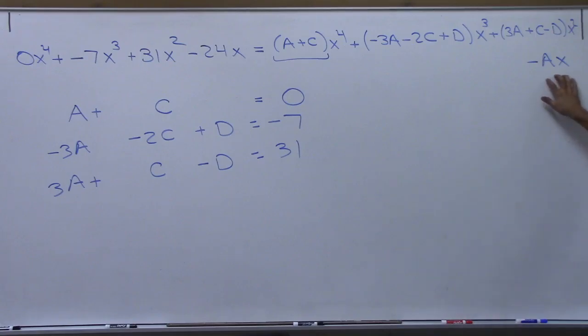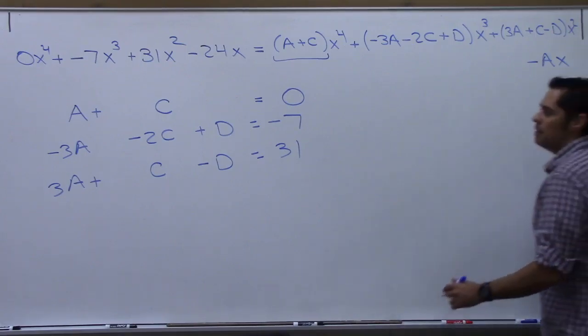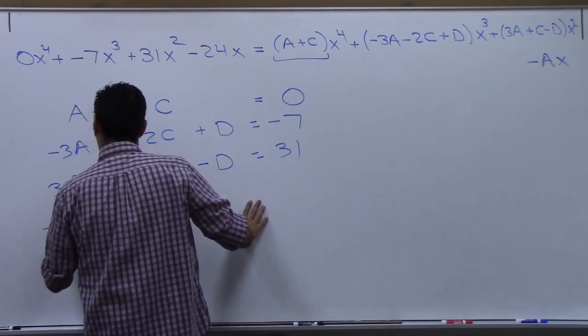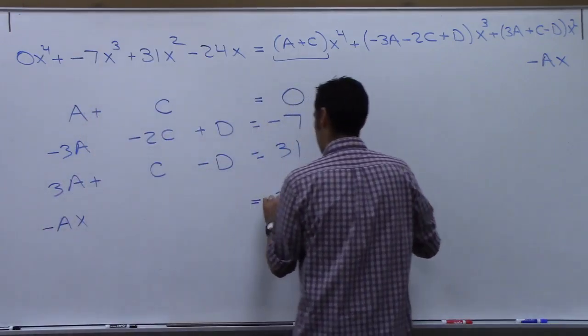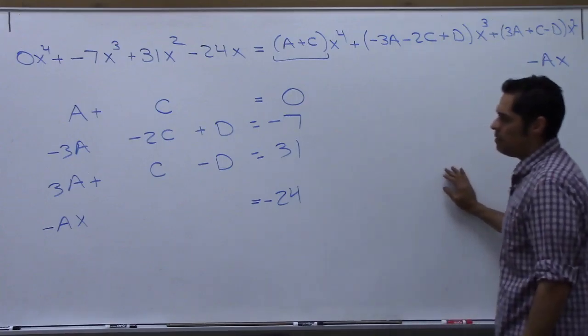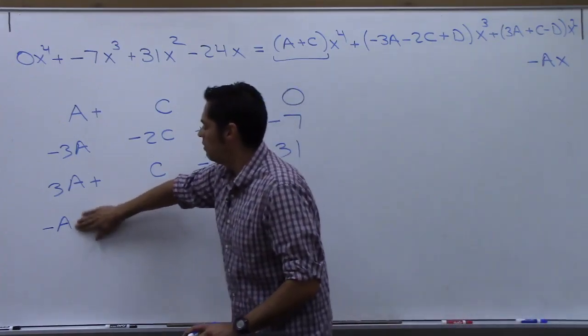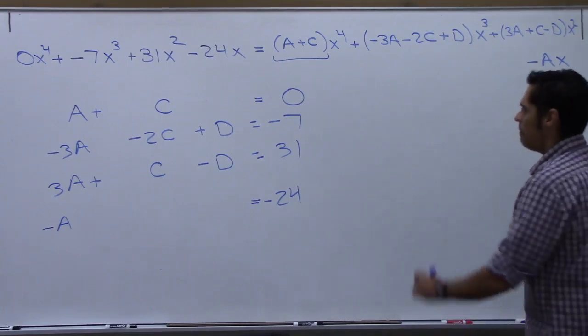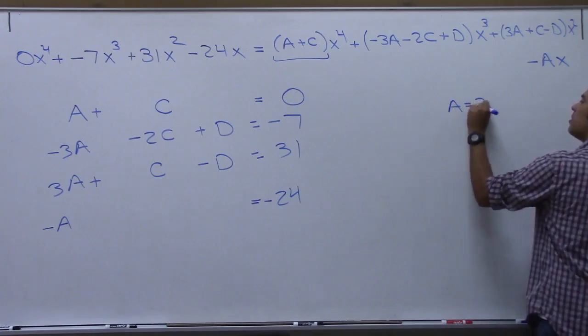And then look at the last one. Negative a equals negative 24. Not negative ax, negative a, sorry. It's the number in front, right? So that tells me that a is 24. That's good news.